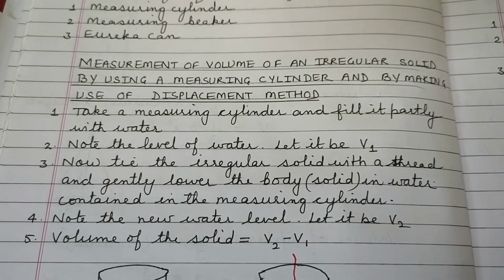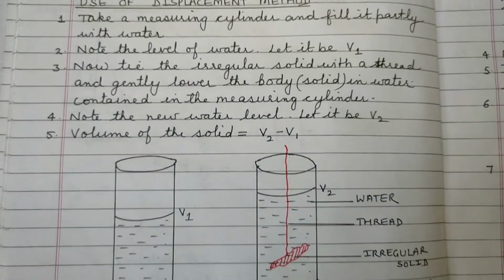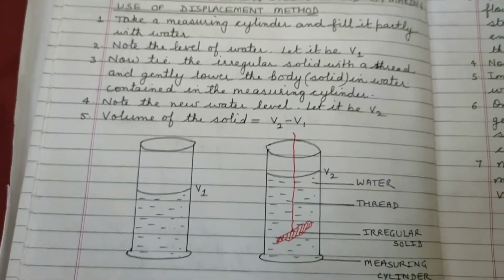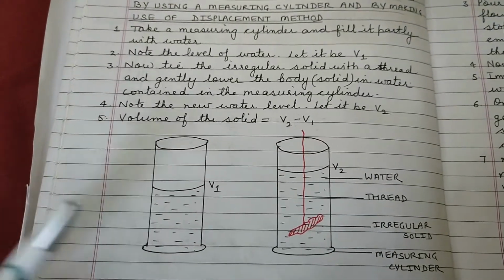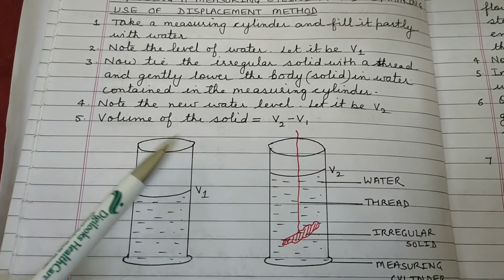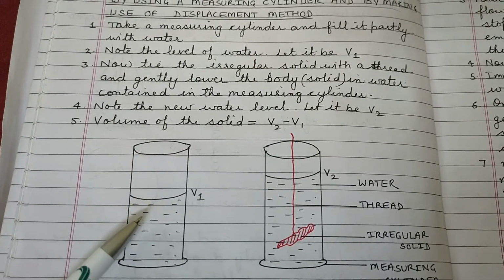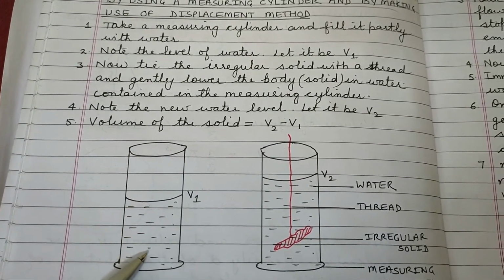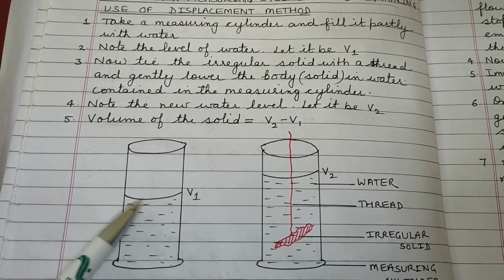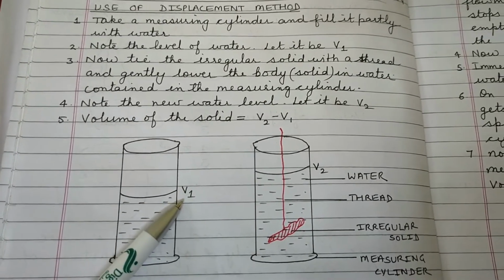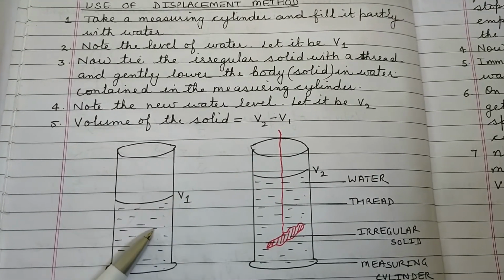Let's suppose we are doing it by using a measuring cylinder. So what we are going to do, we'll take an empty measuring cylinder first and fill it half with water. Let's suppose the level of water we have taken is V1. We call it the initial volume of water.